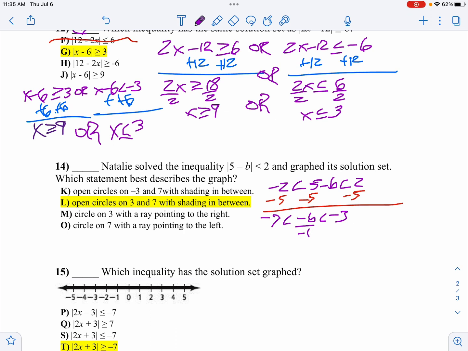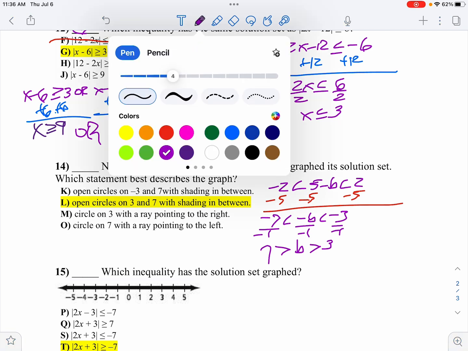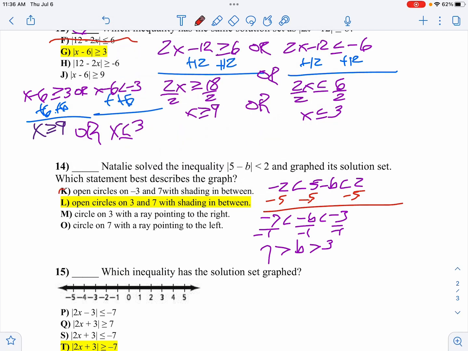I'll divide everything by negative 1. Since I'm dividing by a negative, I'm going to flip my inequalities. So I'll get 3 and 7. So if open circles, well, it's not K, because that has negative 3, isn't it? So it's definitely not K. Open circles at 3 and 7 and shading in between them. That's exactly what it is. So question 14 is L.